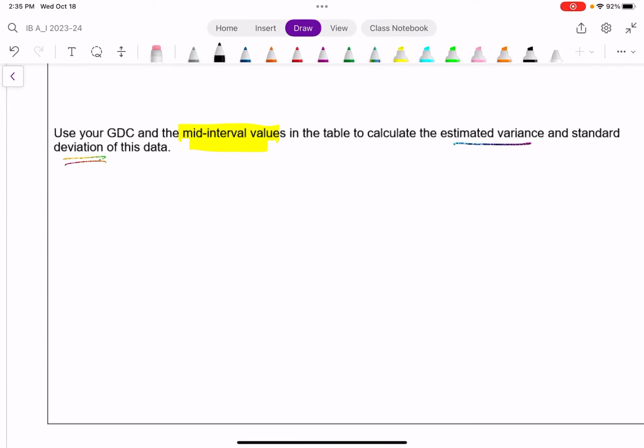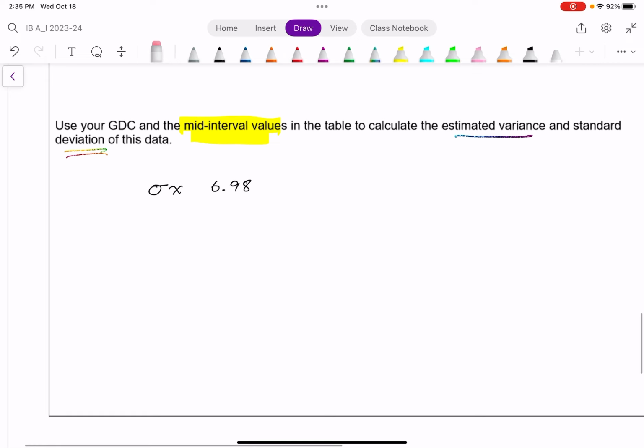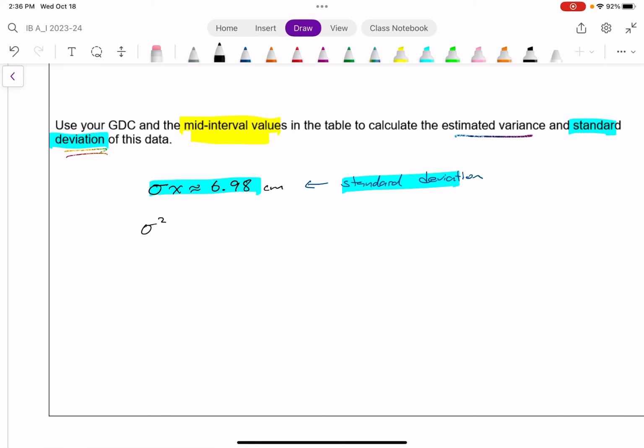And again, the standard deviation on a TI-84 or TI-83 looks like this. And mine says about 6.98. That is my standard deviation. On my calculator, it won't tell me the variance directly. That's okay, because the variance is just that squared. Hence the symbol is the same symbol but squared. So all I need to do is take my 6.98 approximately, square it, and I get about 48.7. And that is the variance.